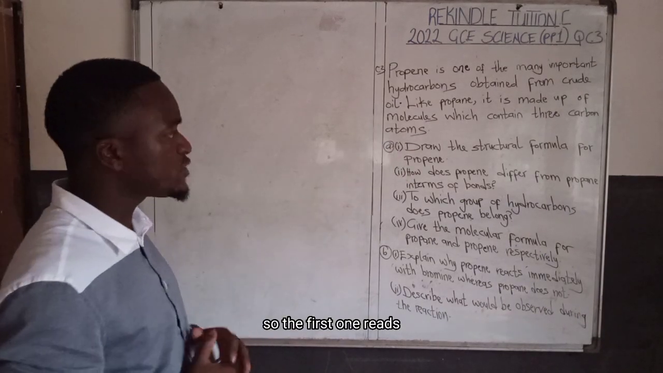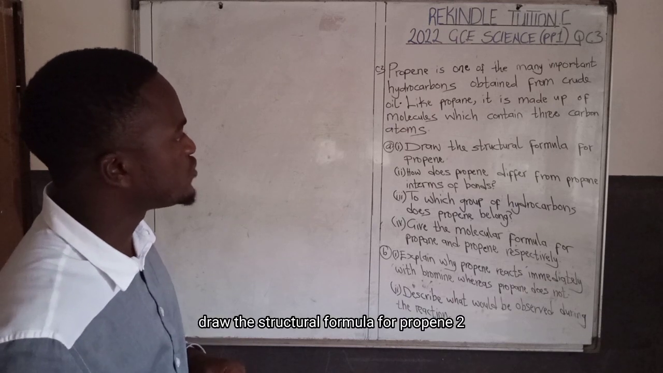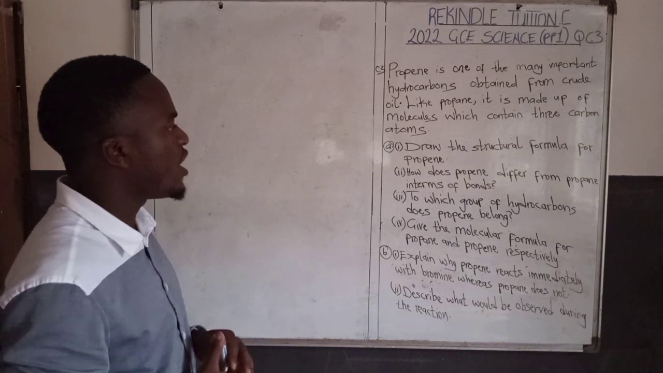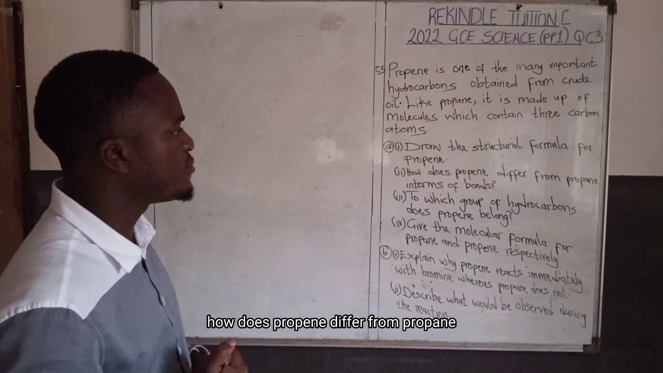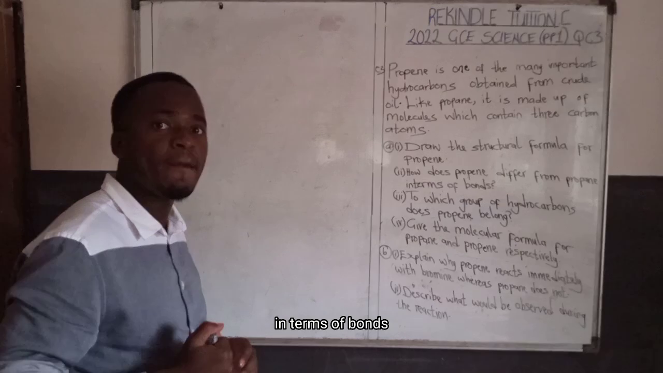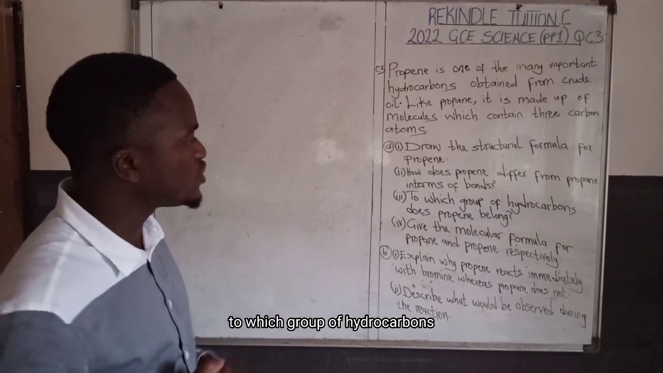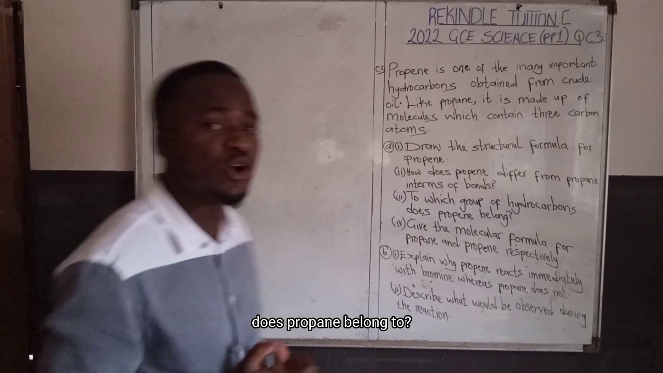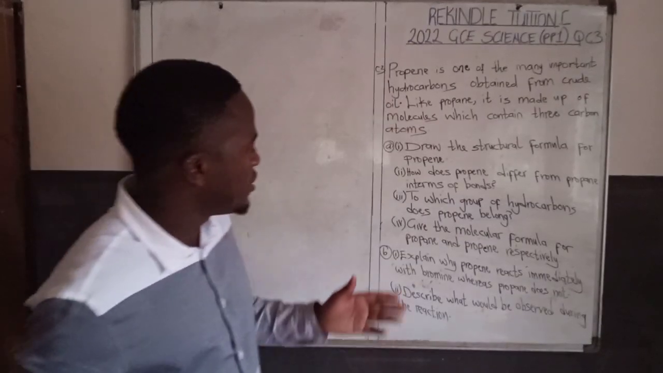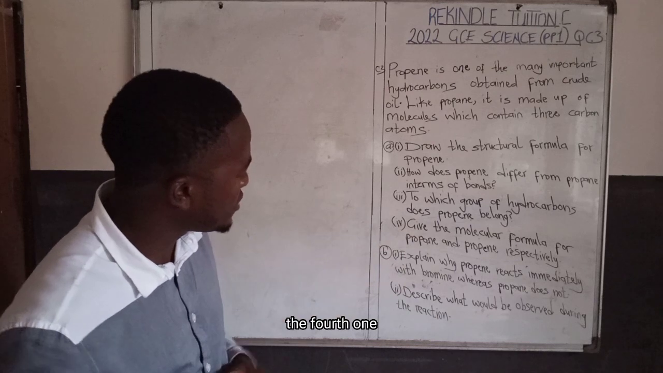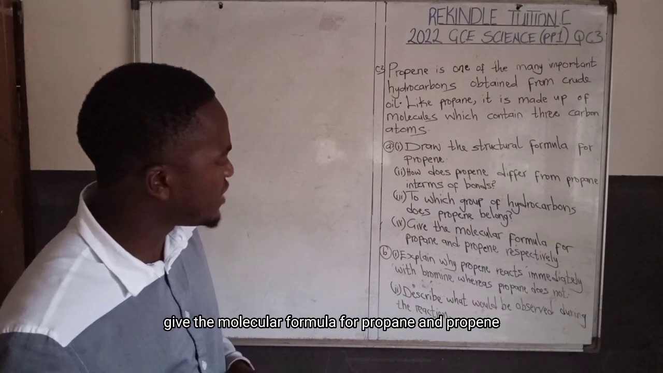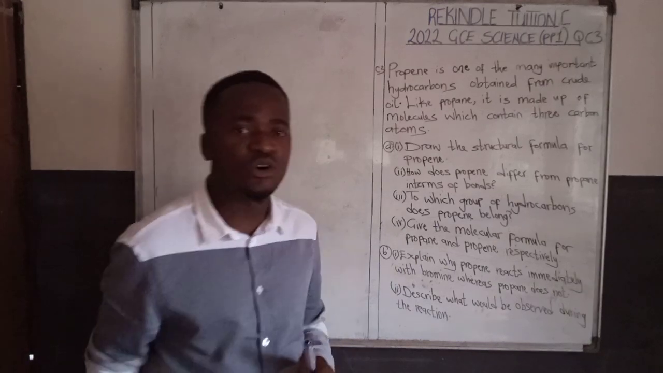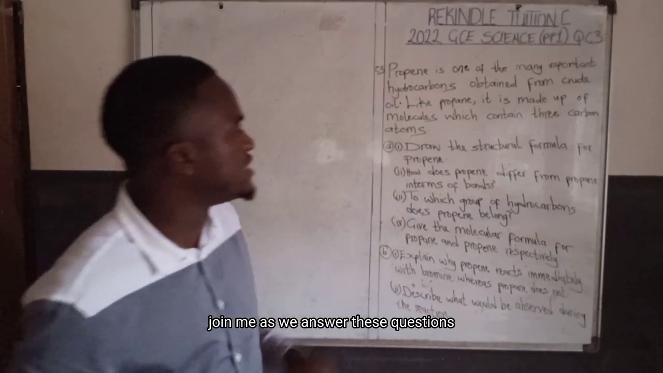So the first one reads, draw the structural formula for propene. 2. How does propene differ from propane in terms of bonds? To which group of hydrocarbons does propene belong to? So, this is the third one. The fourth one, give the molecular formula for propane and propene respectively. So, join me as we answer these questions.